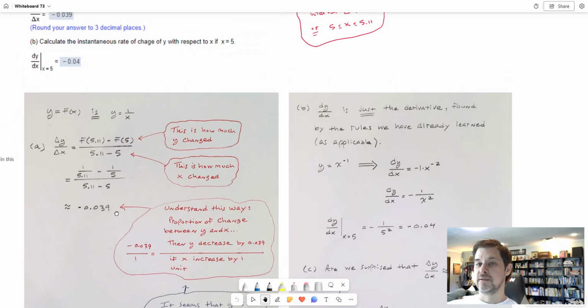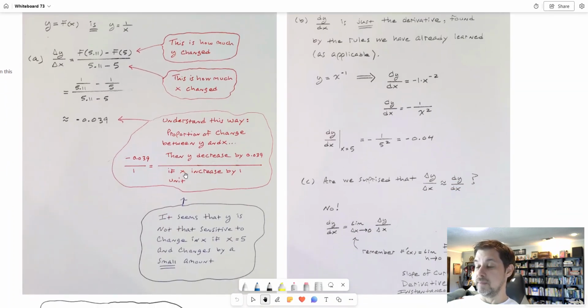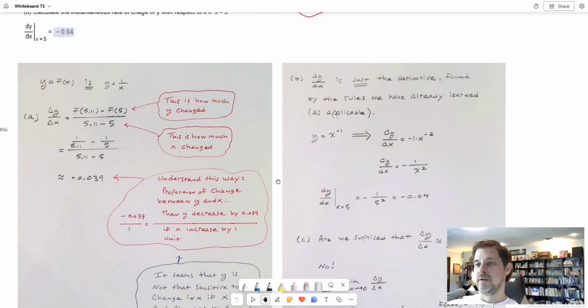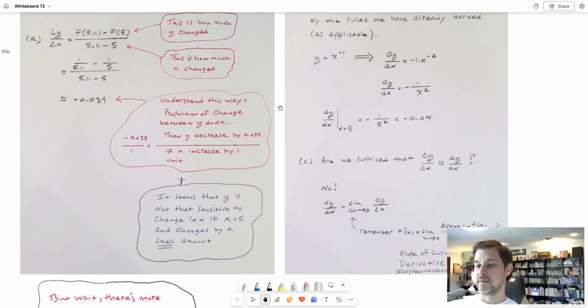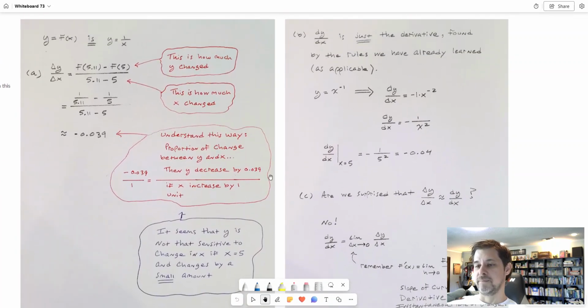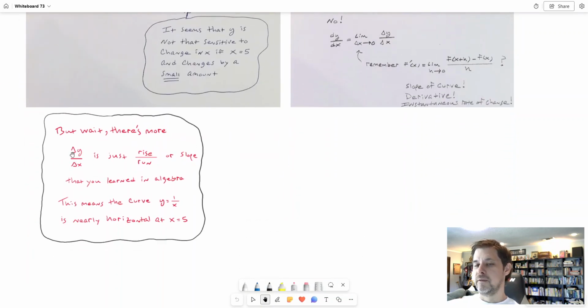Now, if we didn't start at 5, then this could be different, okay? And if x didn't change by a small amount, then again, that could greatly alter what's happening. All right, but as it is, that's how I think about that. Now, you've seen this before, all right? All that average rate of change is, delta y over delta x, it's just rise over run or slope, exactly the way you learned it in algebra. You might not recognize it that way, but that's all it is, okay?